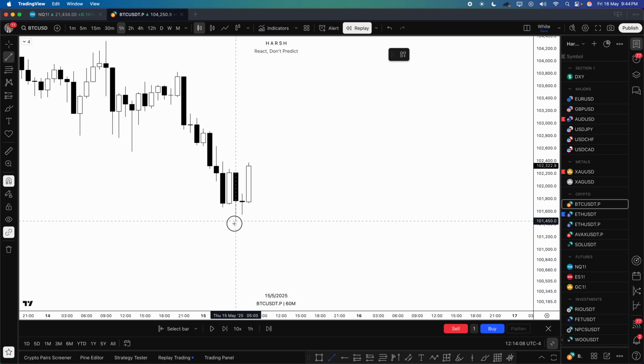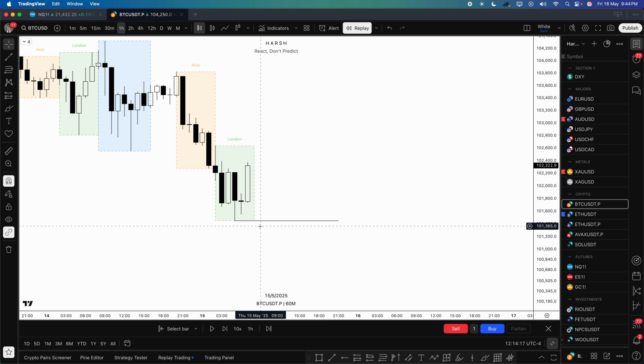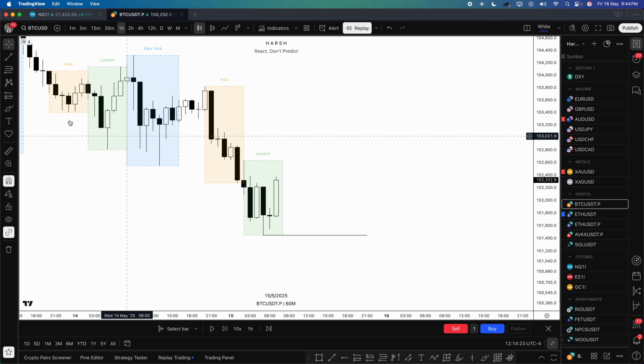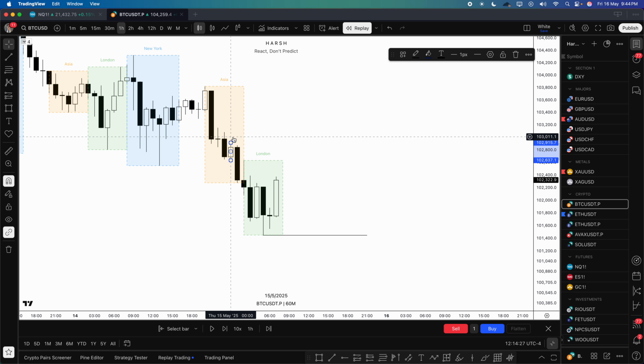So for me, this is the London low of that day. Okay, and for me in Bitcoin, especially talking about the data analytics and all, London is the lowest probability session to make the high or low of the day. Okay, so here we have this, and we have this, what you can say is a 1 hour supply zone.